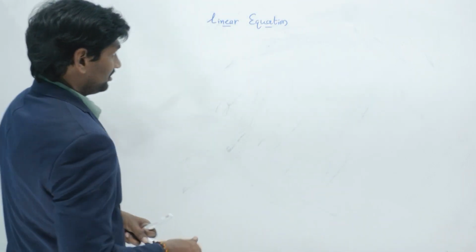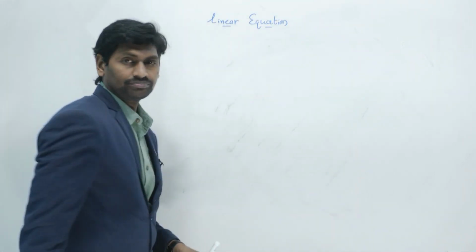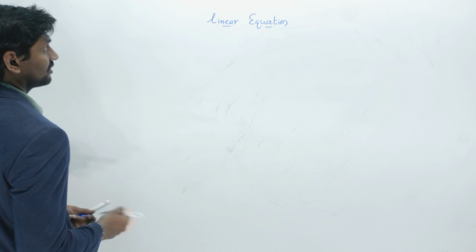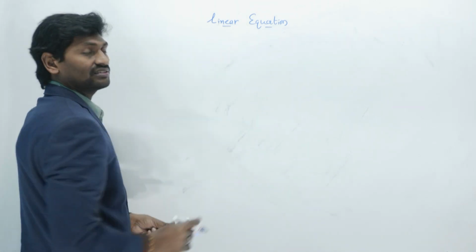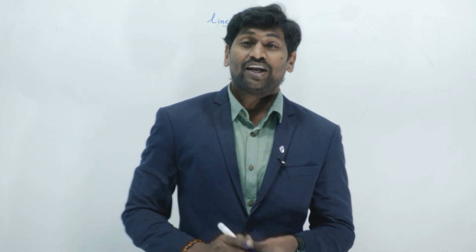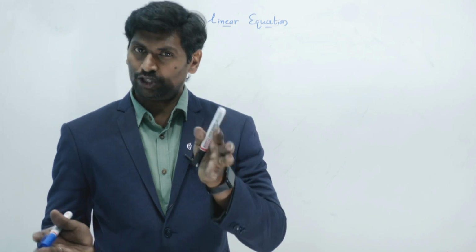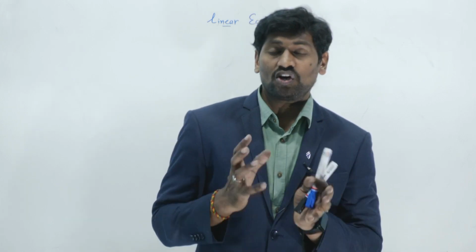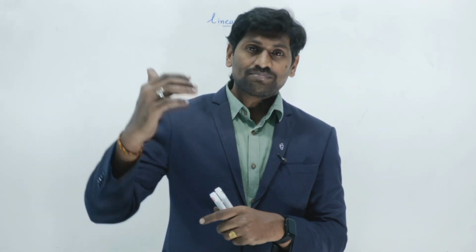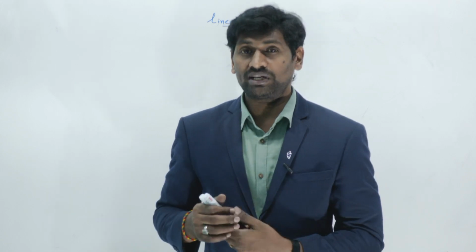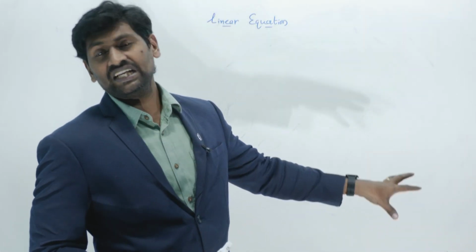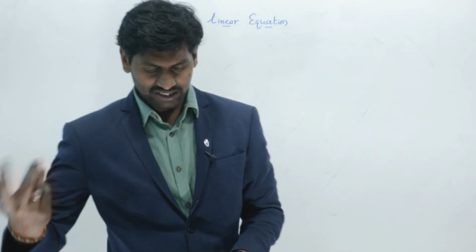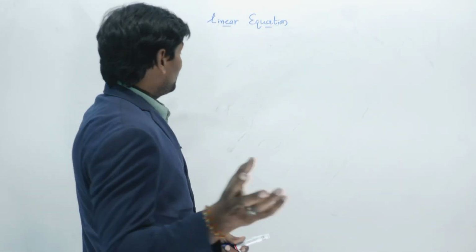Now, what is a linear equation? First, what is an equation? An algebraic expression with an equal to symbol is called an algebraic equation. While you are observing different types of algebraic expressions according to the degree and according to the terms, we discussed them. Let me discuss it briefly.